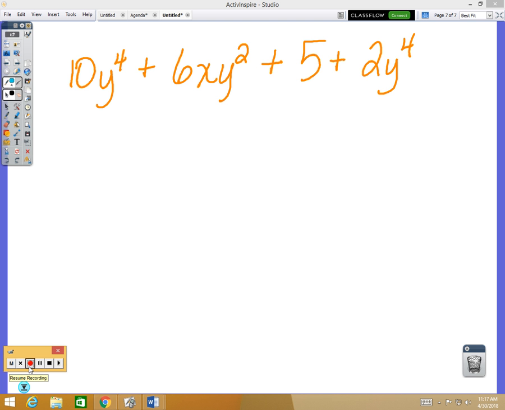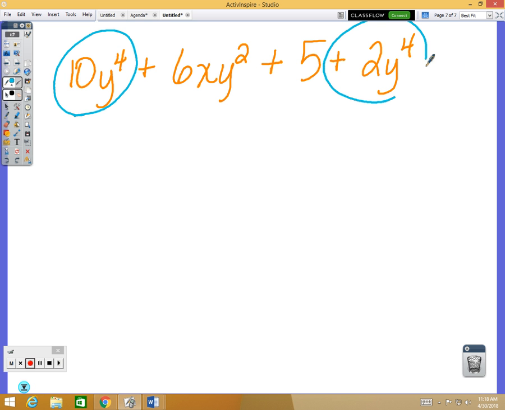Alright, how many terms does this polynomial have? 4 terms. What is the highest degree we have? 4. 4 is the highest degree. So looking at the term or terms that have the highest degree, this has a 4, y to the 4th, and this term has a degree of 4. And they both have the exact same variable part. They both have a y to the 4th power. So I can combine those two terms and get 12y to the 4th.